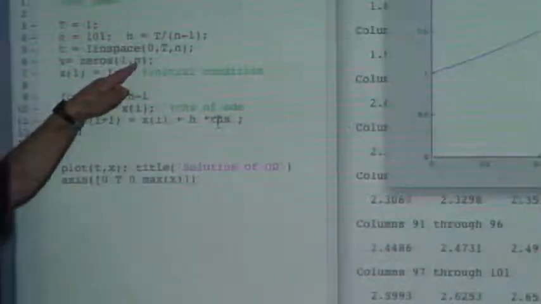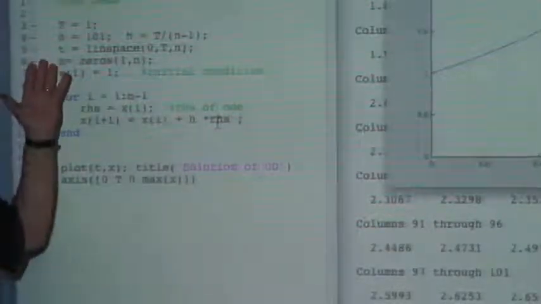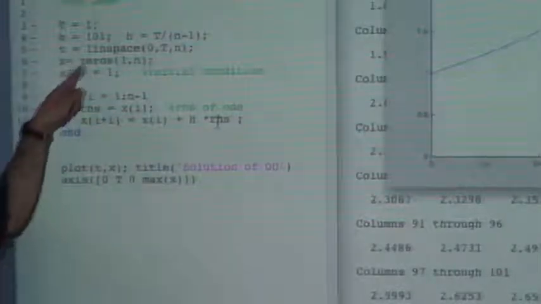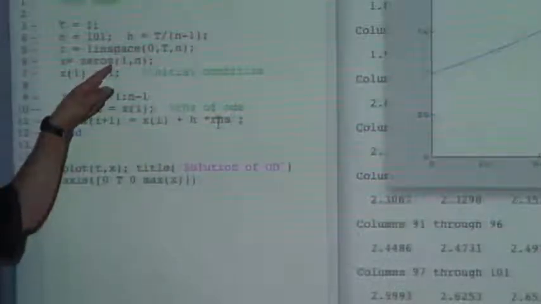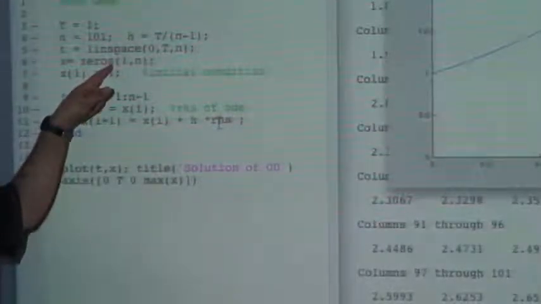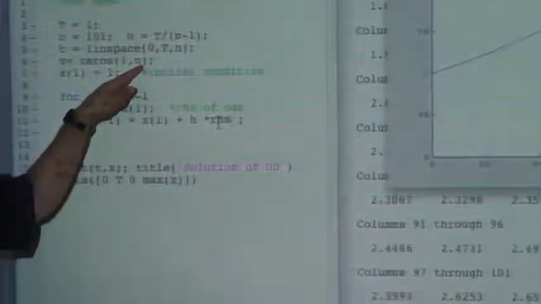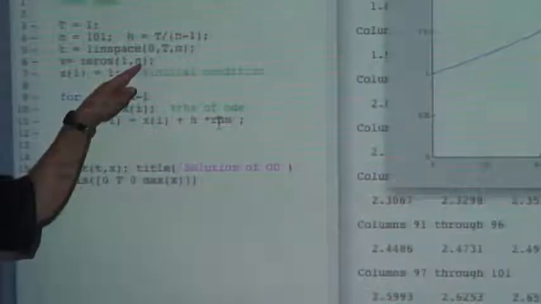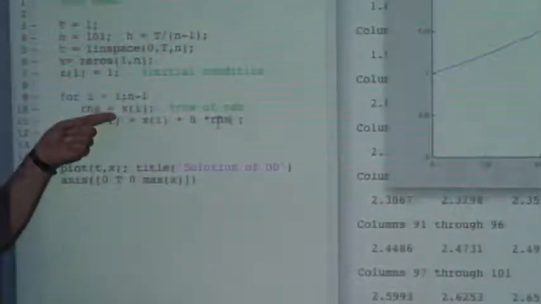Up here? Okay, so MATLAB, remember the MAT in MATLAB stands for matrix, and it's got tons of commands for dealing with matrices. A command in MATLAB is the zeros command, and the purpose of this command is to make a whole list of zeros. It makes an array of zeros, and this says how many rows and how many columns. So this makes a big, long list of zeros. Why do I do that? So I can fill them in with the right values here.